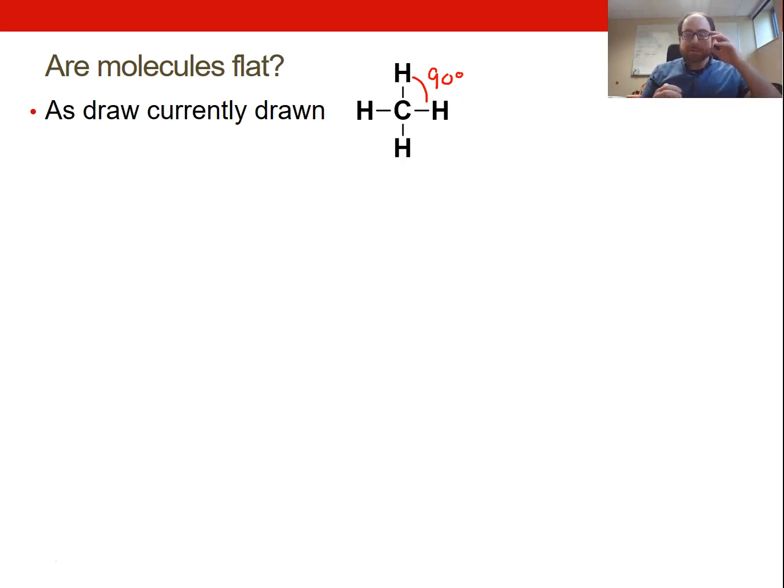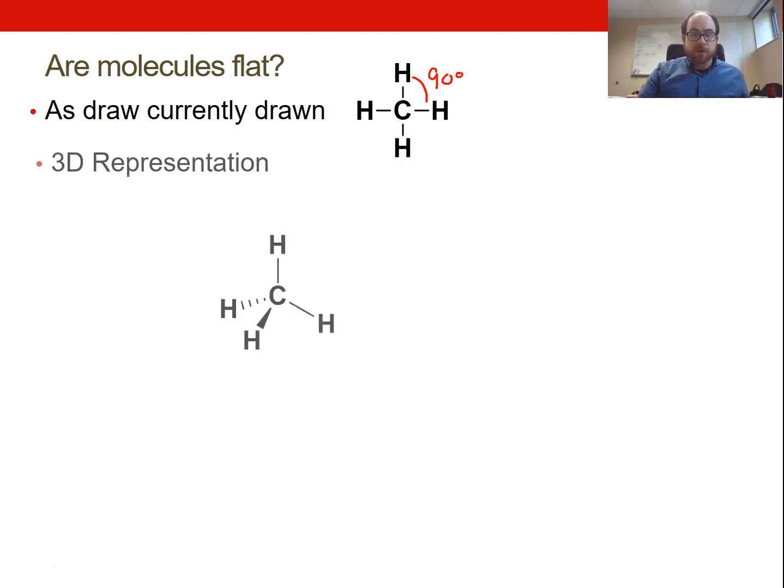But in order to actually draw things in 3 dimensions, we have to establish a couple of quick conventions. So the 3D representation looks like this on paper. I have my model of methane right here. So this is what it looks like. It's a little hard to see the depth perception here. So this is essentially what it looks like in 3 dimensions. Ultimately, we have something that's coming out towards you and something that's going away.